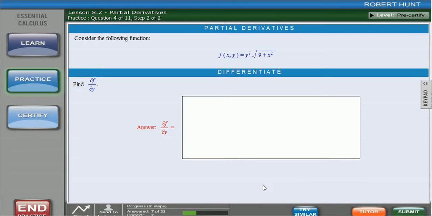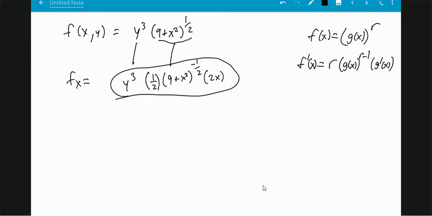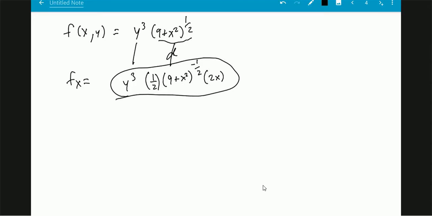Alright, and then part B, or step 2 I should say, the derivative with respect to y. So again, we just did derivatives with respect to x, so now we want to do derivatives with respect to y. Okay, so let me rewrite my function here. Y cubed times 9 plus x squared to the 1/2. Okay, I'm doing f sub y this time. Got my two factors there. I'm only doing the derivative of y though.